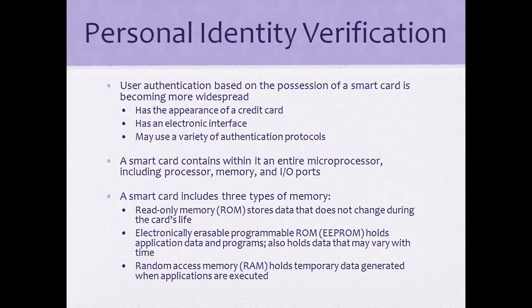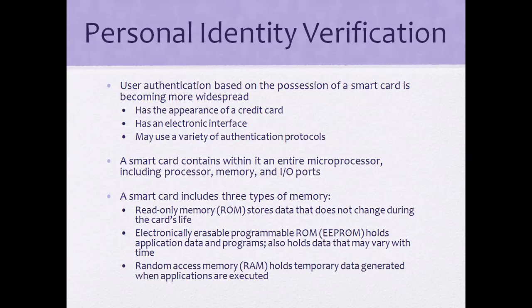A smart card contains an entire microprocessor, including processor, memory, and I/O ports. We are already aware of this. A small embedded processor will be there in the smart card, and with the help of that we read these cards. A smart card includes three types of memory: ROM, EEPROM, and RAM.